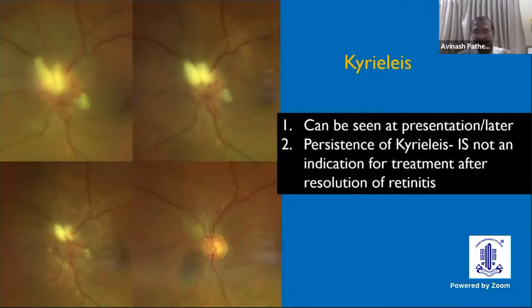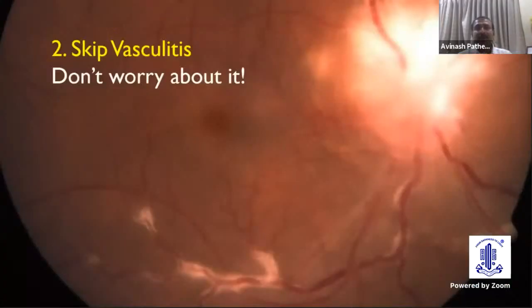We have to make this very clear if treatment is considered in the management of toxoplasmosis associated with Kyrieleis. The second is skip vasculitis, which Sudarshan had mentioned in sarcoidosis. Skip vasculitis can also occur in toxoplasmosis, but nothing to worry about. They just disappear with the treatment, and they don't have any consequences with toxoplasmosis.